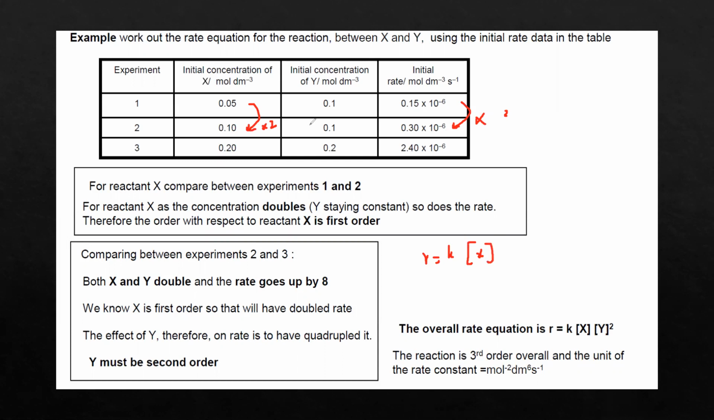Then which one should we compare? Because in experiment 3, X is also changing, and Y is also changing. So what we can do is this: if X is doubled, the rate will be doubled. So double of 0.3 is 0.6. Due to the change in X, the rate should be 0.6, and then that 0.6 becomes 2.4. So if 0.6 becomes 2.4, it means it increases by 4. So doubling the concentration of Y increases the rate by 4, which shows that it is second order with respect to Y. So this is the final rate expression or rate equation. Is it clear, this example?